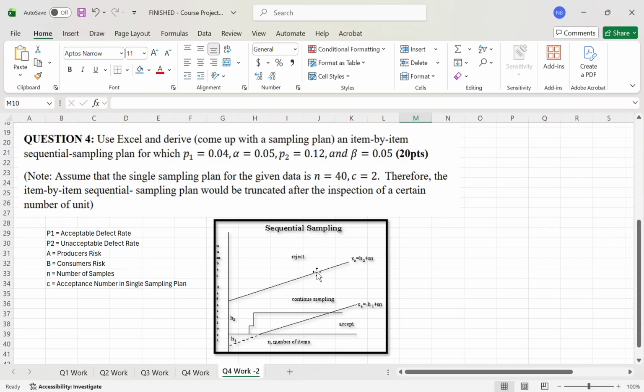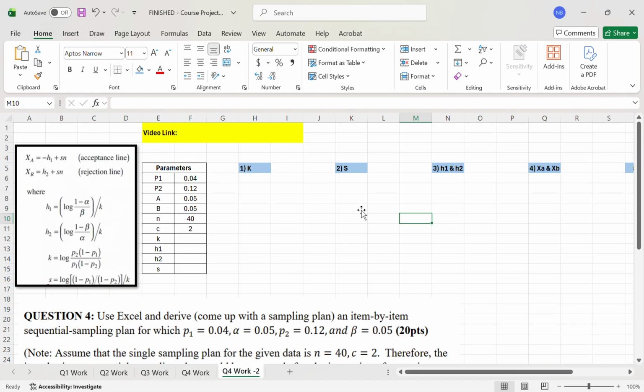Now you may think, well, this can go on forever and ever, right? Well, that's where this truncation number comes in, because there you stop and you decide based on the number of defects whether you want to continue on or not. So let's dive into the problem. Here I have the parameters that were given in this problem, and I also have all of the formulas taken from a source used to teach me about this subject. Your goal is to create this acceptance line and this rejection line using the data provided.